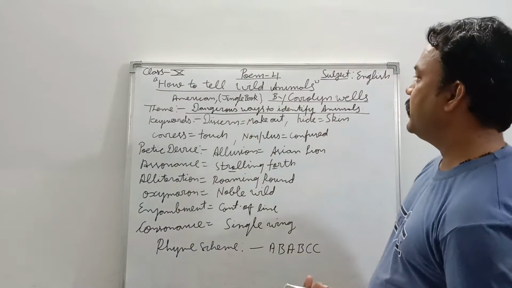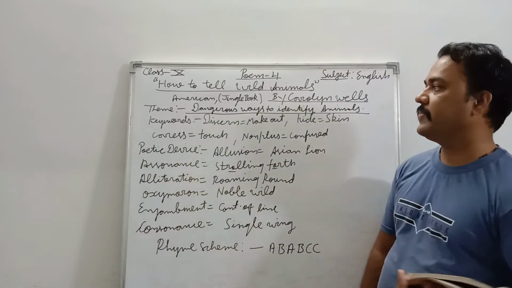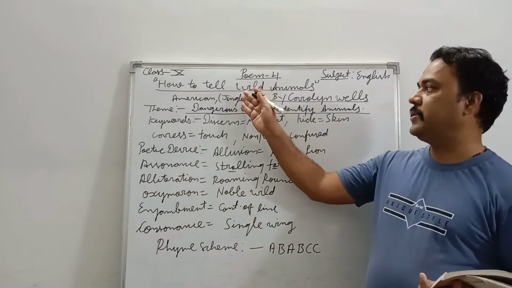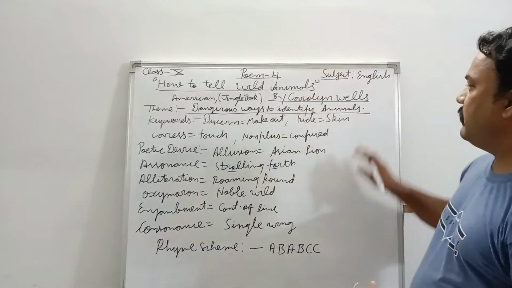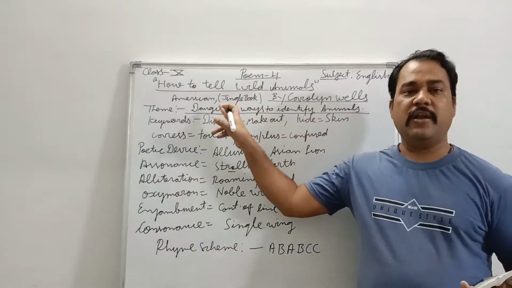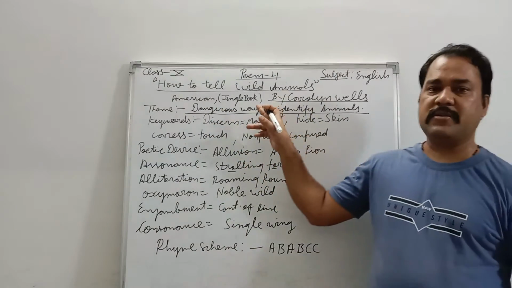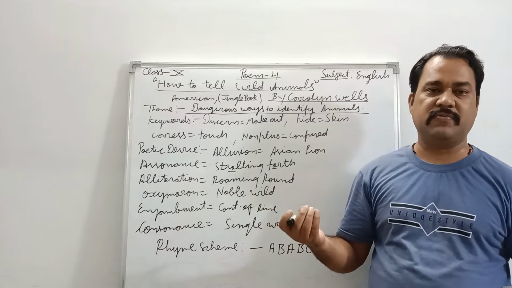Today, we are going to read the next poem from our book, First Flight, poem number 4. The title is How to Tell Wild Animals, and it is written by the poet Carolyn Wells. Carolyn Wells is an American poet and she is famous for writing mystery work.